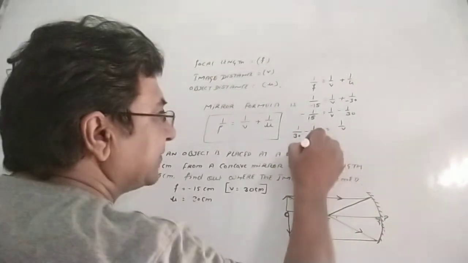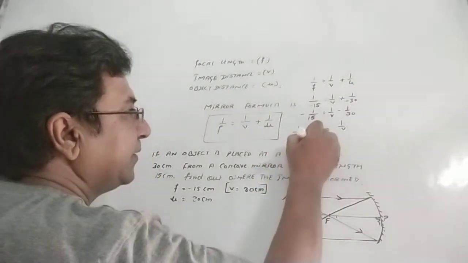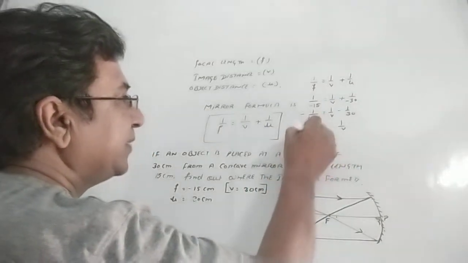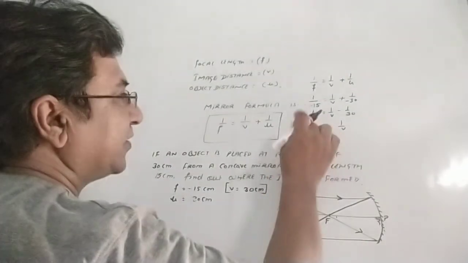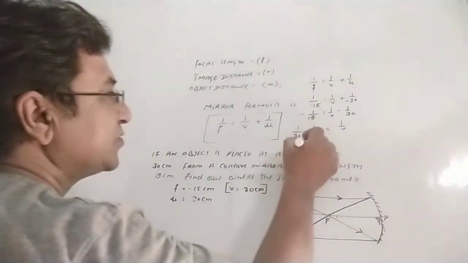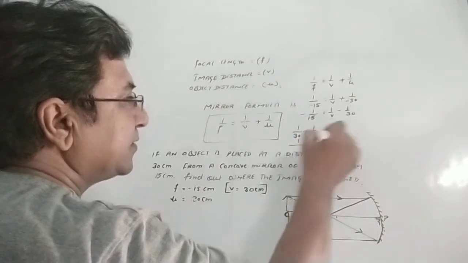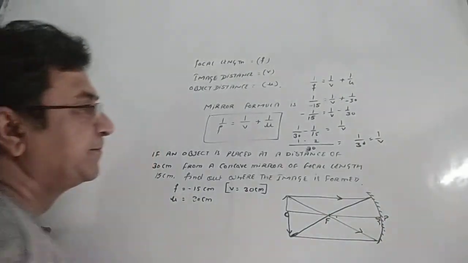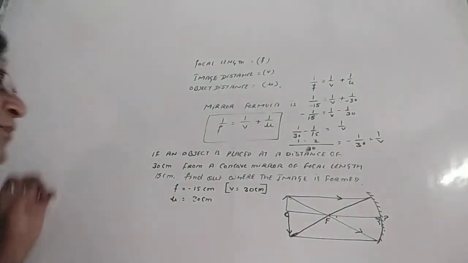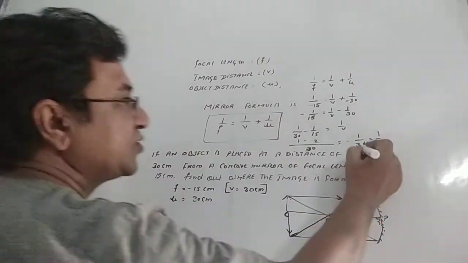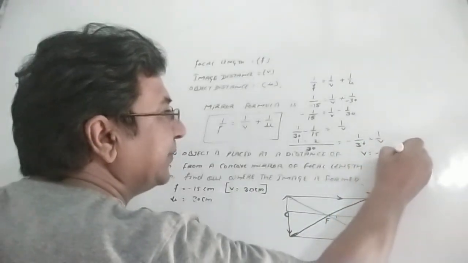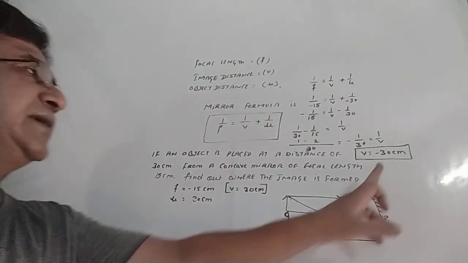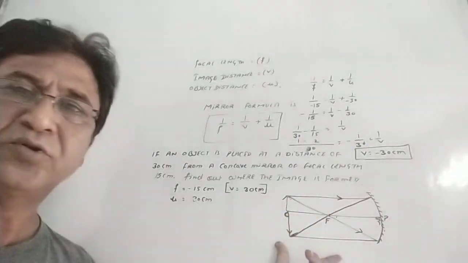So let's take the LCM. Sorry, this should be plus because it is minus. So 1 upon 30 will be equal to 1 upon V with the minus sign. So V will be equal to minus 30 centimeters. See, mathematically also we have got V as minus 30, which we already knew from the ray diagram.